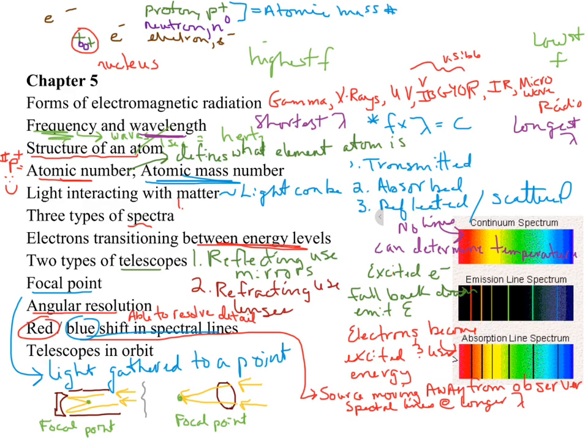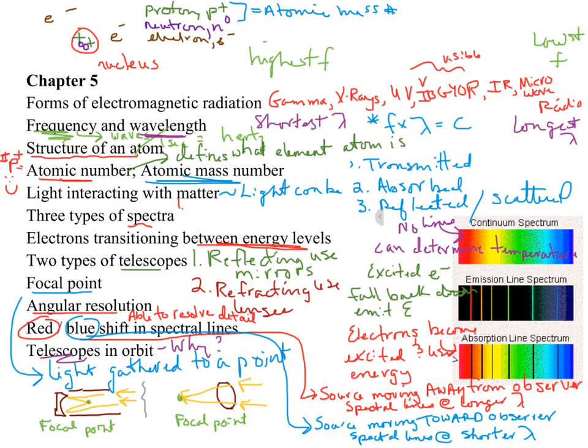Blue shift then is where a source is moving toward the observer, and in this case, if you're looking at spectra, you're going to see these lines are shifted to the shorter wavelengths. Okay, so on to the next chapter. Oops, sorry, one more thing.